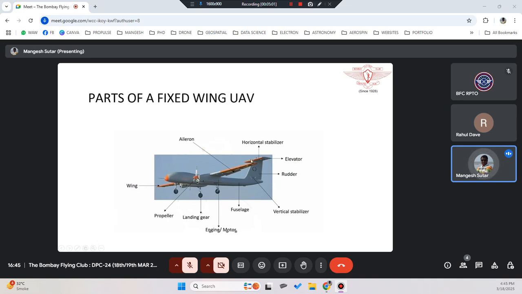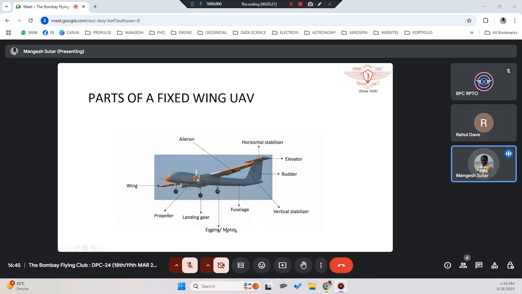You will have a vertical stabilizer where you have a rudder. Then you have a horizontal stabilizer where you will have elevators. Then you have a fuselage similar to the aeroplane. You will have an engine or motor with a propeller, and the wings to glide.